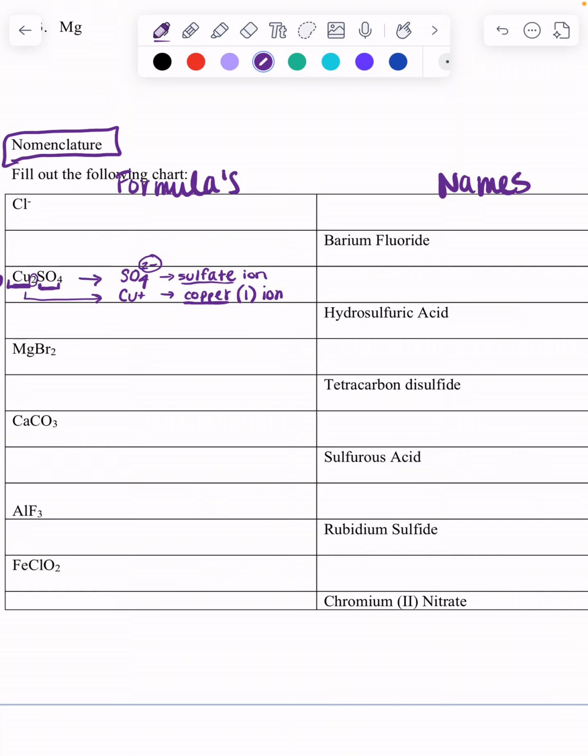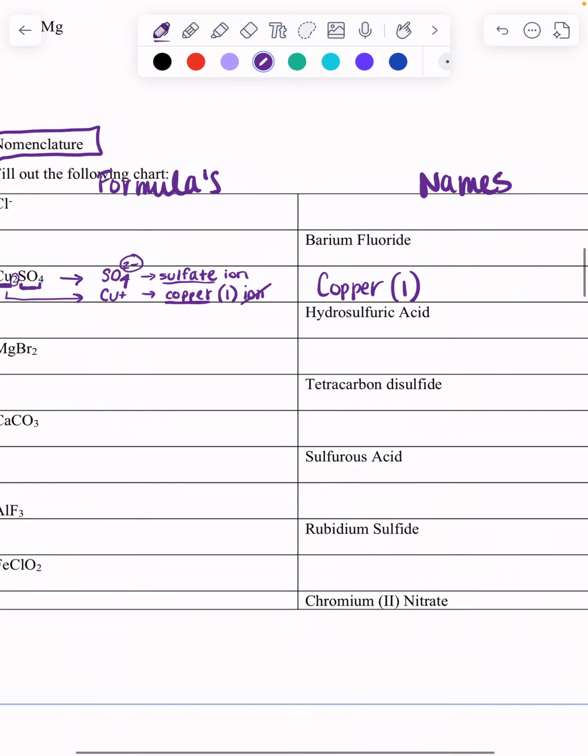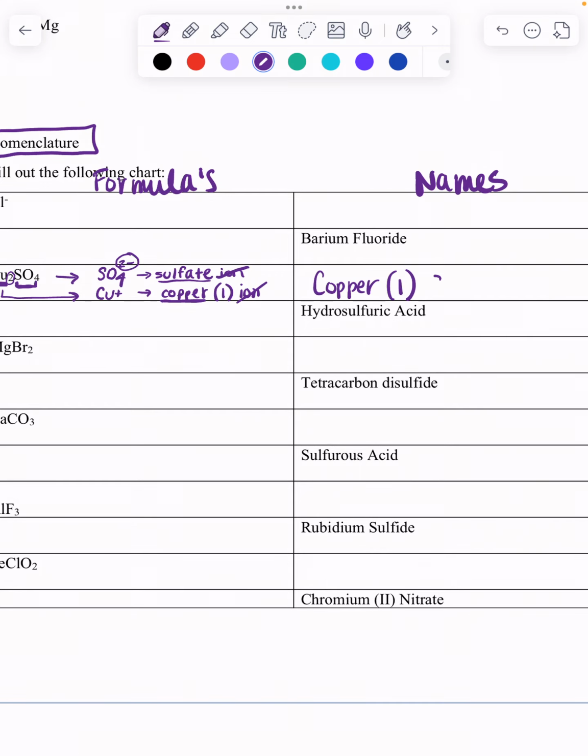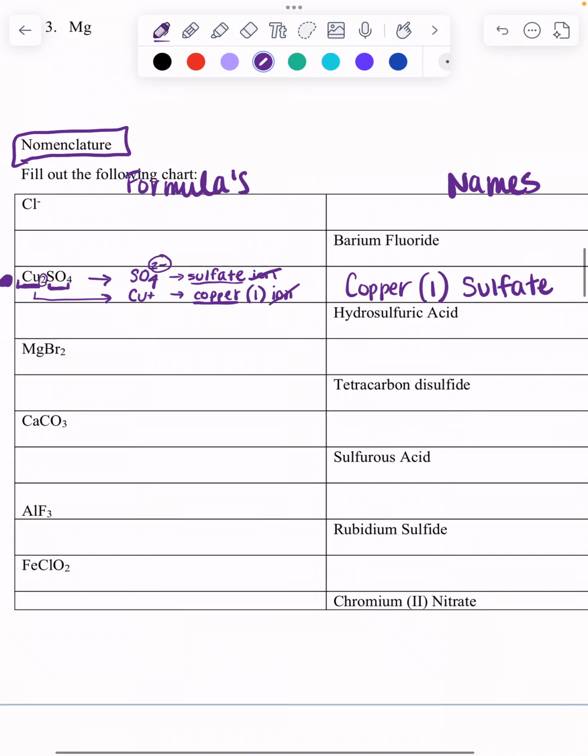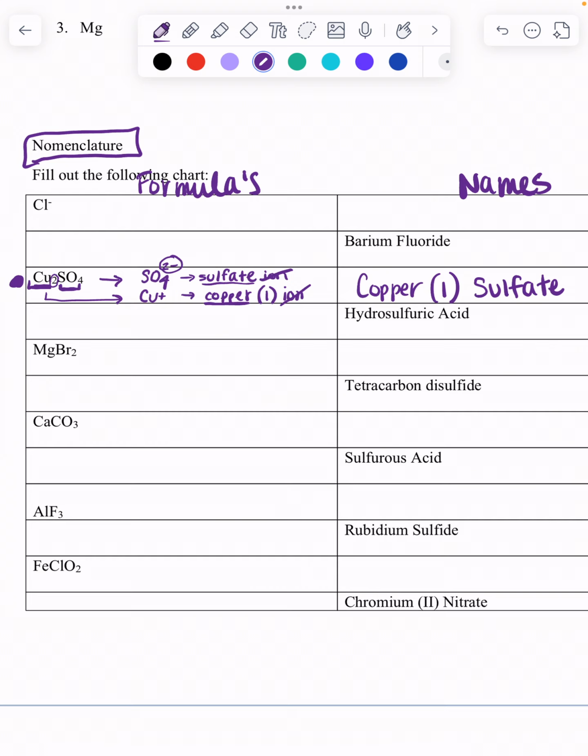Always start with what comes first in the formula, which is going to be our copper ion. I'm going to drop ion, and I'm just going to put copper 1. Very cool. The next thing is I'll take the second component of that compound, which will be my sulfate ion, and I'll drop ion and plug in sulfate right here. So for Cu2SO4, the official nomenclature is copper 1 sulfate. Amazing. So let's find another one we can do.